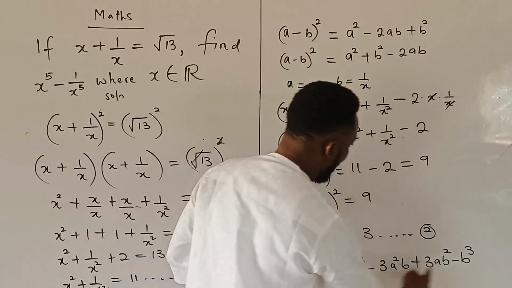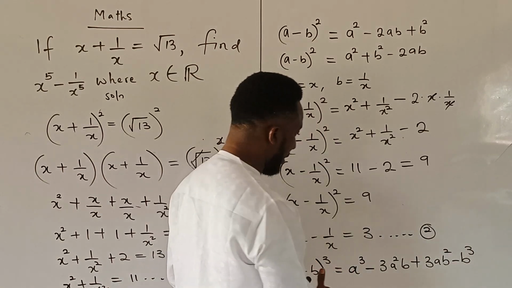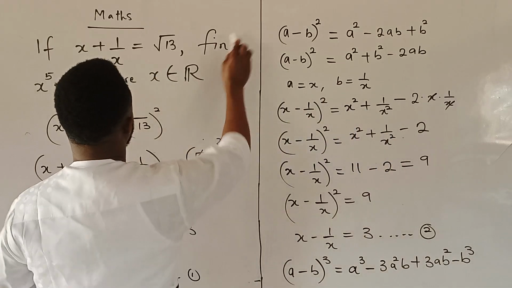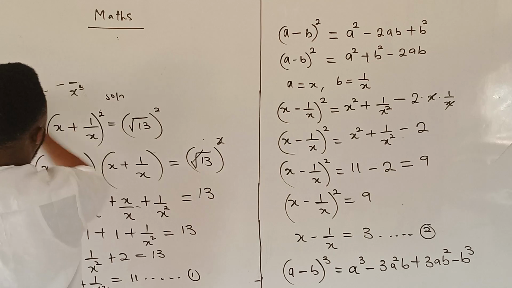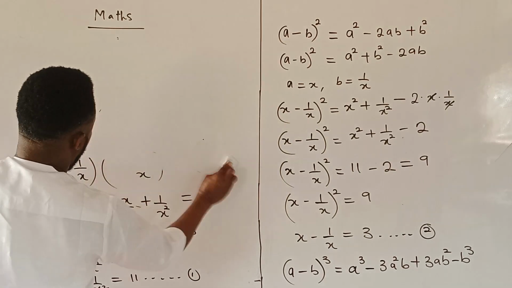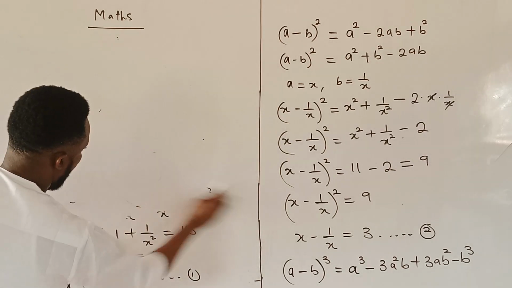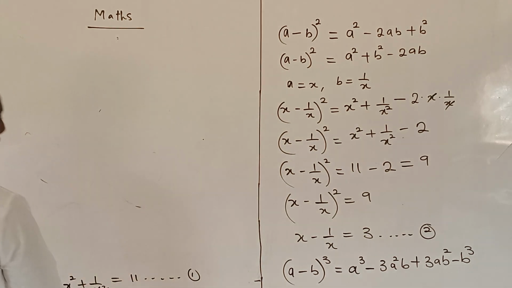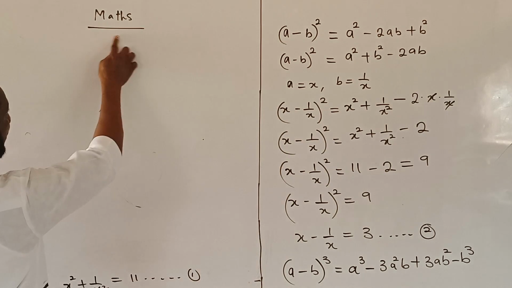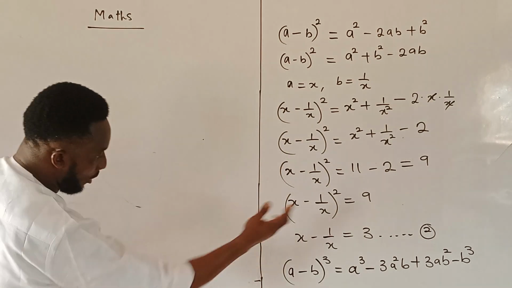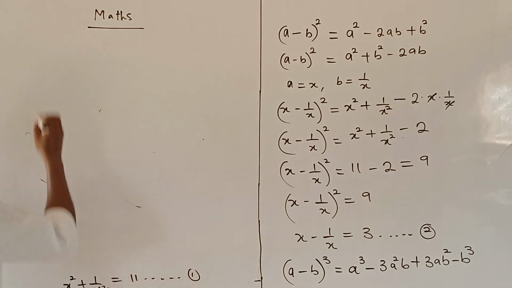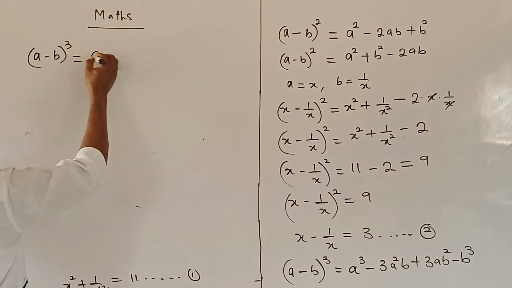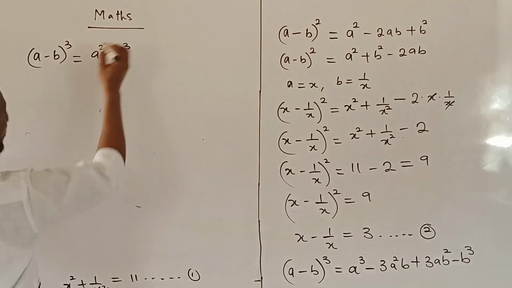Now, I will take a cubed and b cubed together, then factorize these two middle terms here. So I have to take this off. Then if I do that, I have to clean it up so that it can be clearer. So I will have (a minus b) cubed. That will be a cubed minus b cubed.